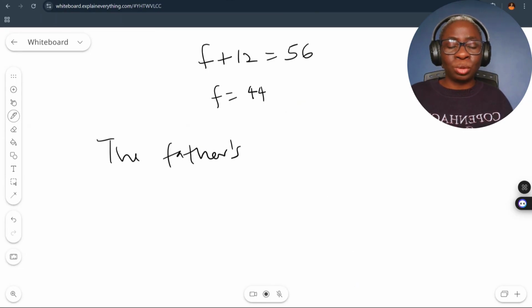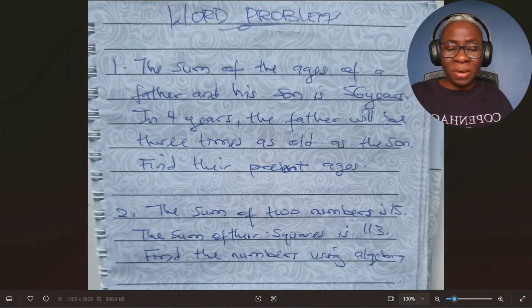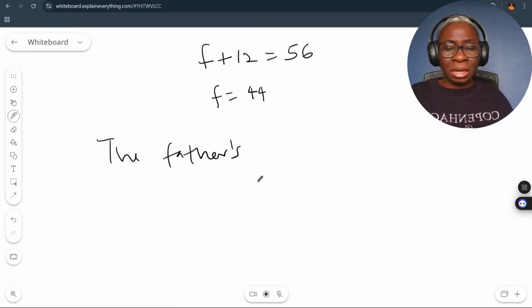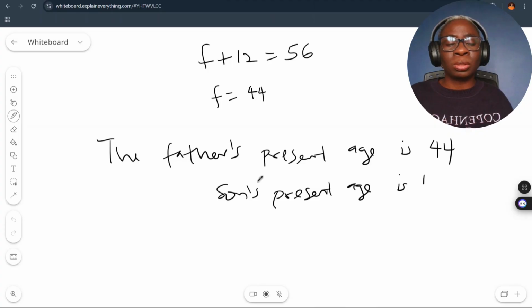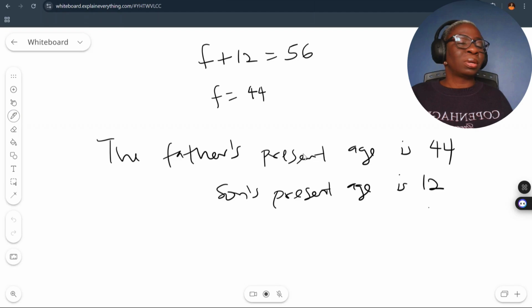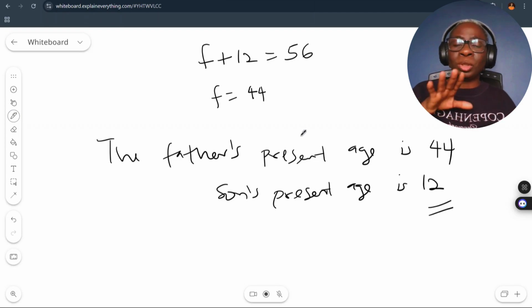The question says we should find their present ages. The father's present age is 44 and the son's present age is 12. So when you finish solving, make sure you put something like this.